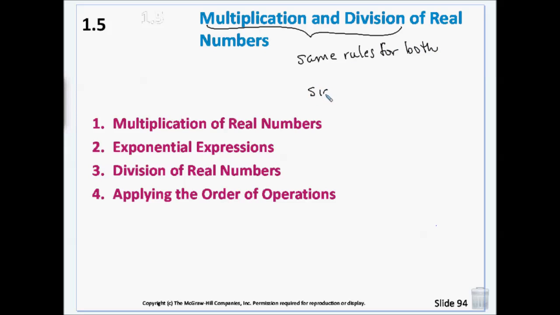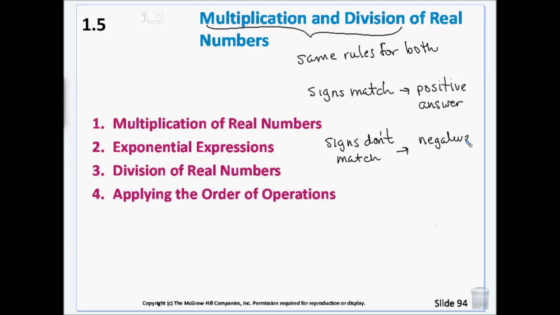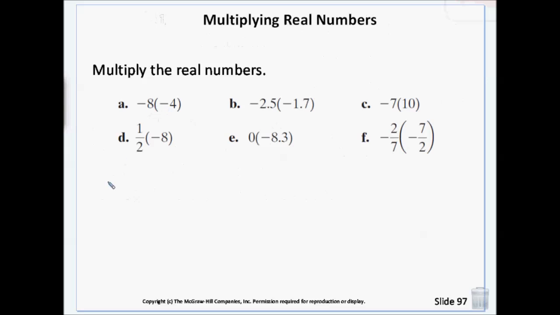If you have matching signs, so 2 negatives or 2 positives, you get a positive answer. And if your signs don't match, so you have one of each, don't math, they always math, then you get a negative answer. And this is true for both multiplication and division. And we have 2 of the same sign, so negative 8 times negative 4. 2 negatives gives me a positive.